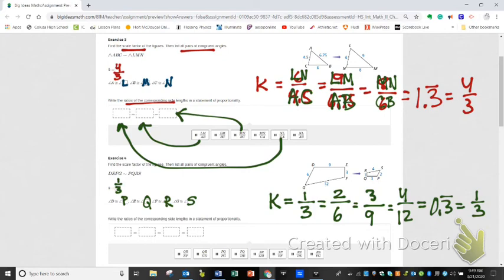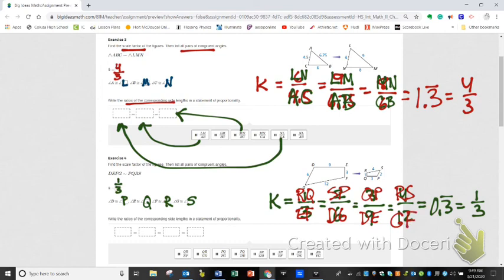All right, now for the statement of proportionality, we can do the same thing that we did on the problem above. 1 is side RQ, and 3 is side EF. 2 is side SP, and 6 is side DG. 3 is side QP, and 9 is side DE. And finally, 4 is side RS, and 12 is side GF.